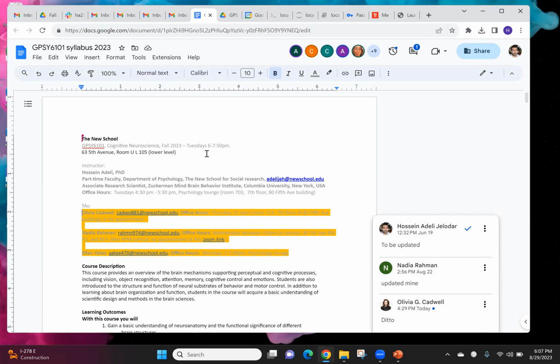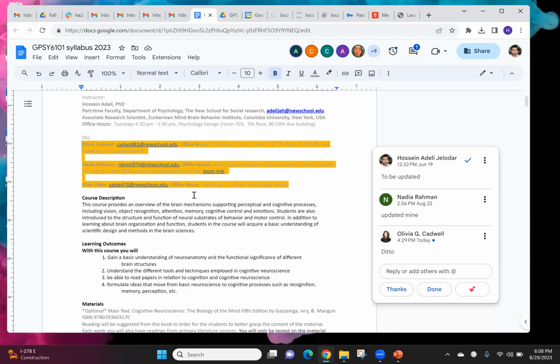I am Hussein Adeli. I'm the instructor for the course. I am part of the New School as a part-time faculty, if you know what that means. It's basically a teaching faculty. My main affiliation is with the Zuckerman Institute at Columbia. I'm putting my office hours right before the class. At this point, it says the lounge, but it's likely to change. So as I said, just look at the syllabus.